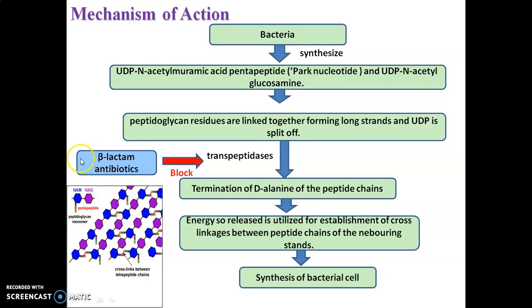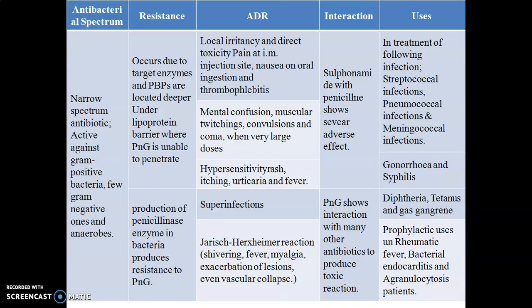But once we administer the beta-lactam antibiotics, they block the enzyme transpeptidase, and due to that no cross linking takes place, and a faulty bacterial cell wall gets synthesized, which results in the bactericidal action. Then a quick flashback of the antibacterial spectrum of all penicillin derivatives: they have a narrow spectrum of activity.